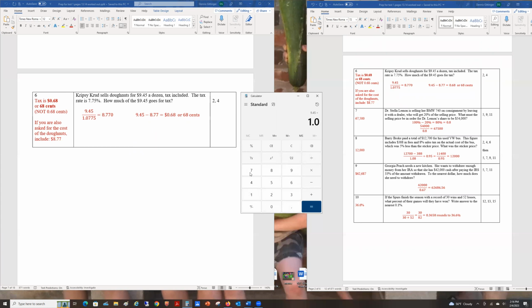as a decimal, and you get $8.77 to the nearest penny. Now, that's all I asked, I believe all I asked for is the tax. So don't put 8.77. No, you have to subtract that from $9.45.